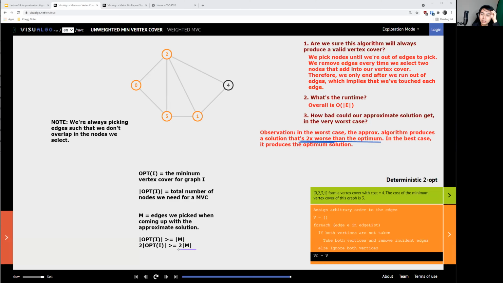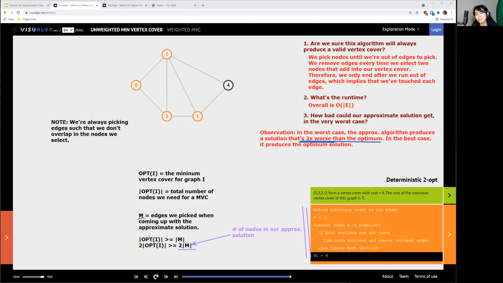Can I explain the 2M part again? So 2M is the number of nodes we select in our approximate solution, because we define M as the edges we picked whenever we ran this algorithm. And so if this is the number of edges we have, 2 lines around this M, that's the number of edges we have, then 2 times M is the number of nodes we picked, right? So this here is defined as the number of nodes in our approximate solution.